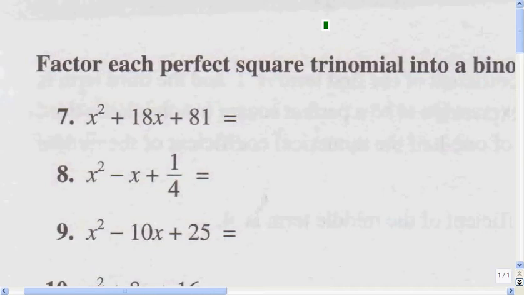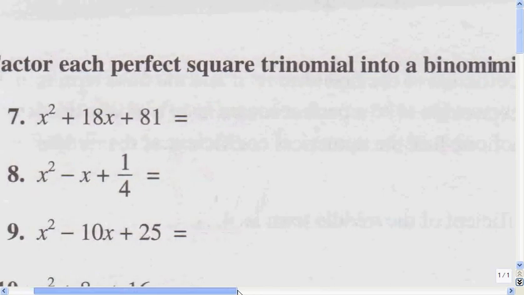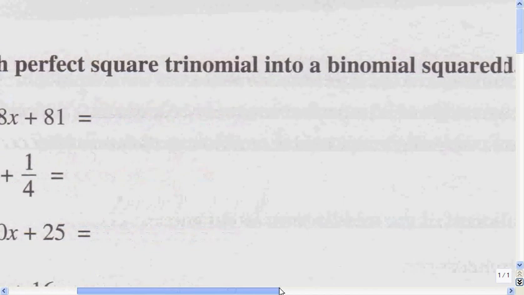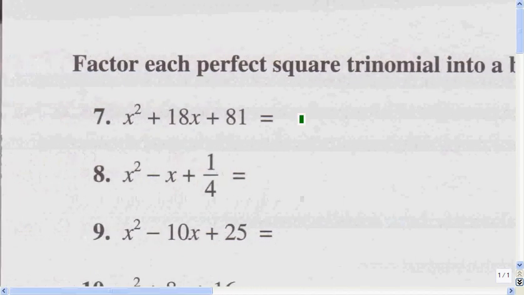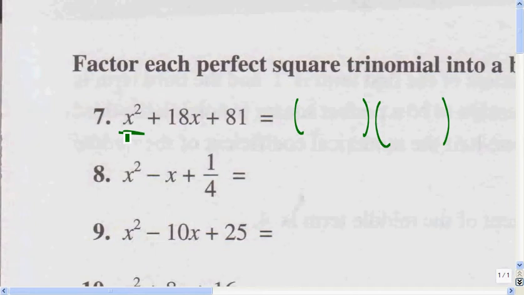Okay, what do the directions say here? It says factor each perfect square trinomial into a binomial squared. This is easy. To factor these, first put our parentheses, right? And we're gonna look at the first term.